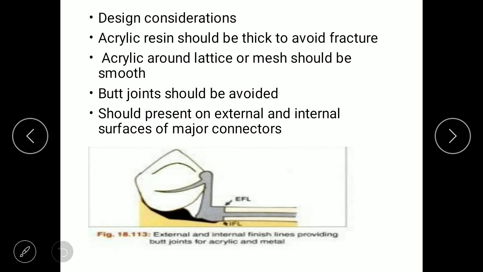Coming to the design consideration, it should be thick. Here mainly acrylic resin is involved, and the fracture is avoided. Acrylic should be smooth. Butt joints should be avoided here. It should be present on the external and internal surfaces of the major connectors. This is the external finish line angle and this one is the internal finish line angle. Here mainly acrylic resin is involved and it should be smooth, sharp and rounded. Here butt joints are avoided.